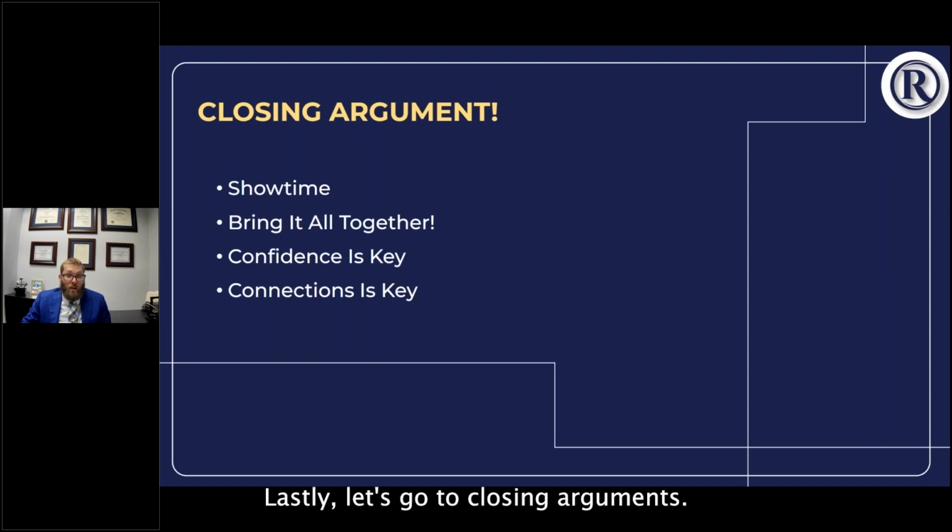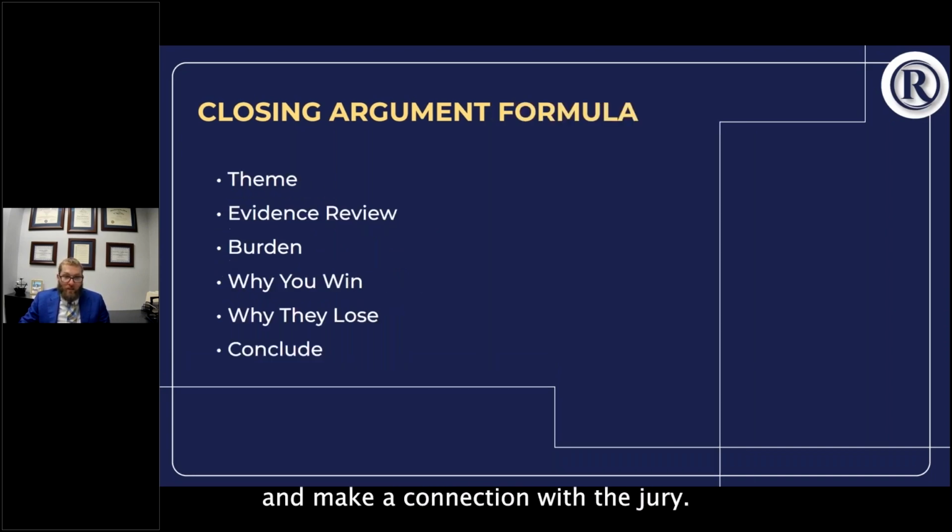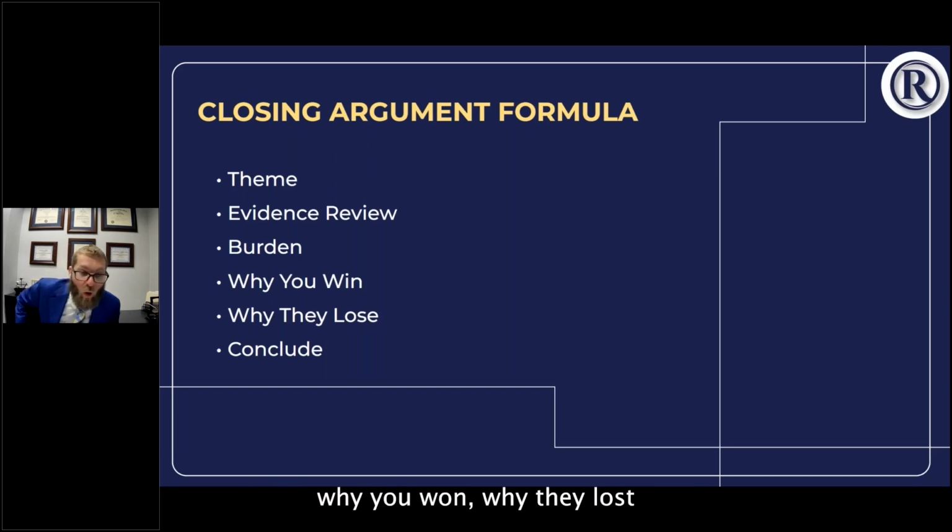Lastly, let's go to a closing argument. So this is everyone's usually favorite part of the trial. It's the showtime. You're bringing it all together. Remember to be confident and make a connection with the jury. So the formula for a closing argument is kind of the same formula for an opening. You're going to go over your theme again, an evidence review, talk about what great evidence came out for you, highlight that the burden's beyond and to the exclusion of a reasonable doubt. It's not your burden, it's their burden. Why you won, why they lost, and conclude.